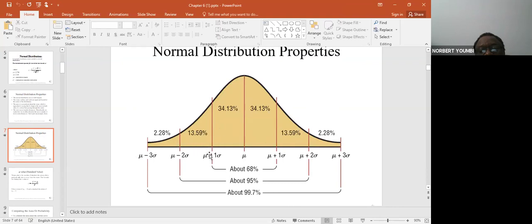Approximately 68% of values are within the first standard deviation, as we learned in the empirical rule before. And within 2 standard deviations, we have about 95% of values. And within 3 standard deviations, about 99.7% of values.